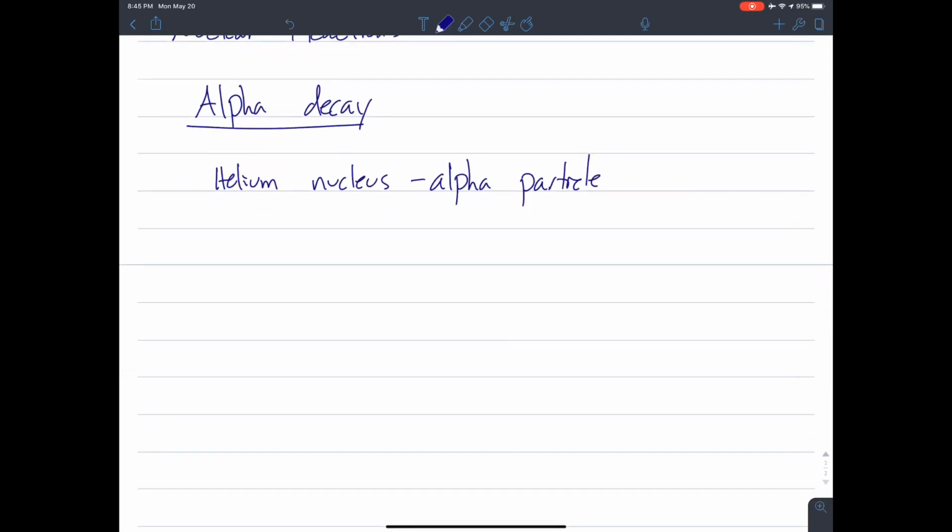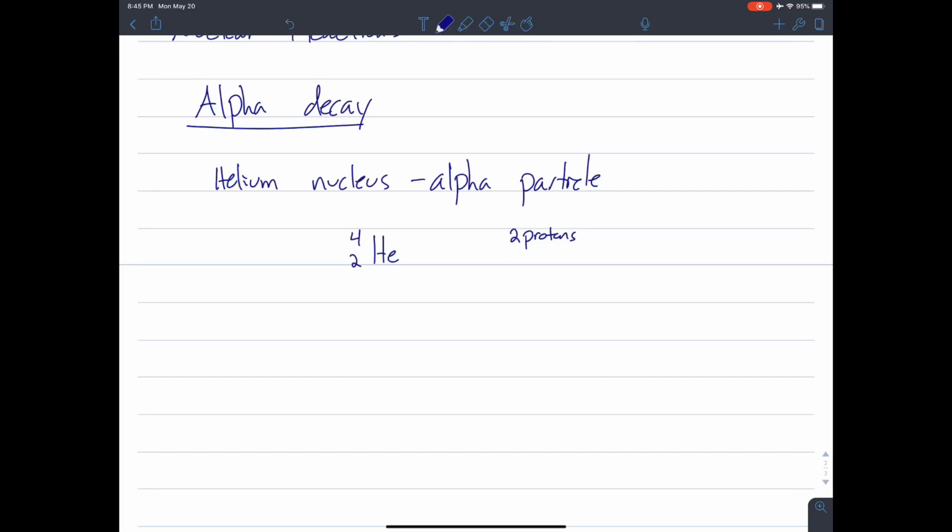And that looks like this. Okay, so this up here is what? The atomic mass. And right here we have the atomic number. So the atomic number tells us the number of protons. So there are 2 protons.